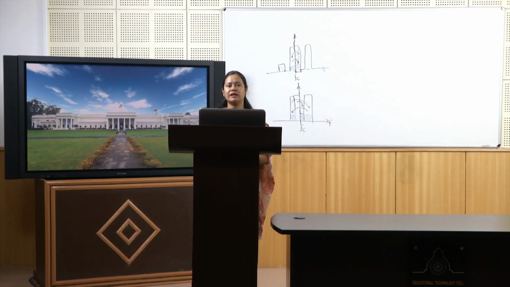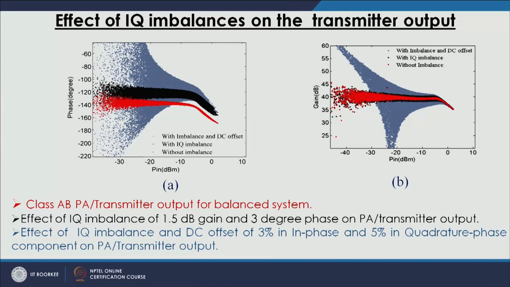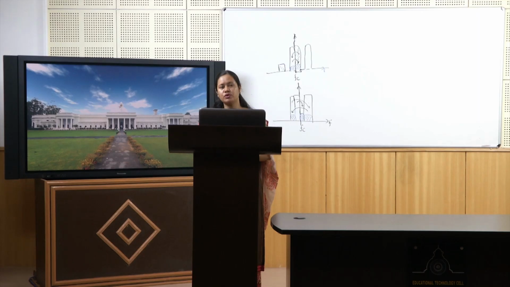What is the effect of IQ imbalance on the phase and gain characteristic? If you remember, we have discussed digital predistortion, and we try to model the signal in an inverse way so that it is able to cancel the nonlinearity of the system. Now, looking at the system, we are showing the data for a class AB power amplifier which is being used in a transmitter where there is no IQ imbalance. The red one is showing this, and we can see the phase nonlinearity is there and gain nonlinearity is also there. Once we have a system with IQ imbalance of 1.5 dB gain and 3 degree phase on the PA and transmitter output, this black one is our output of the transmitter.